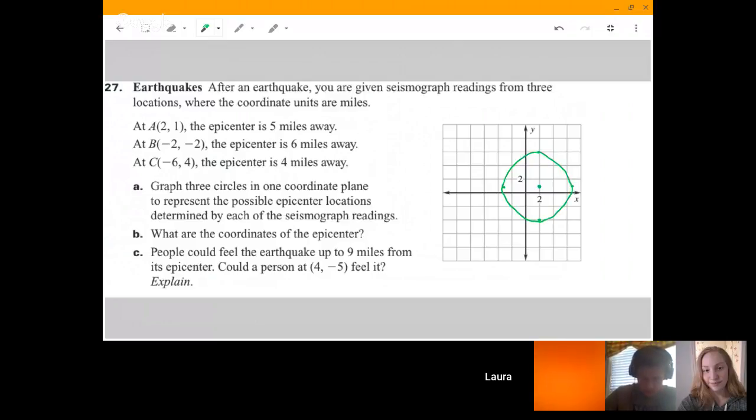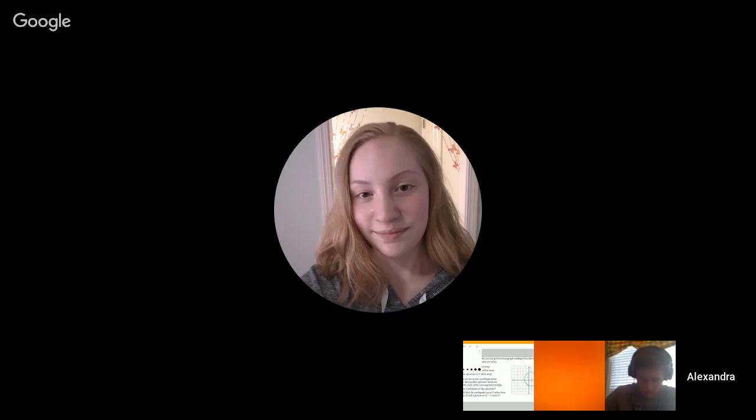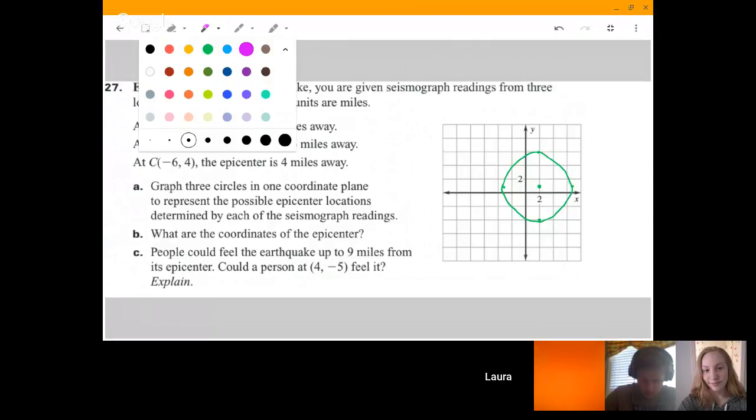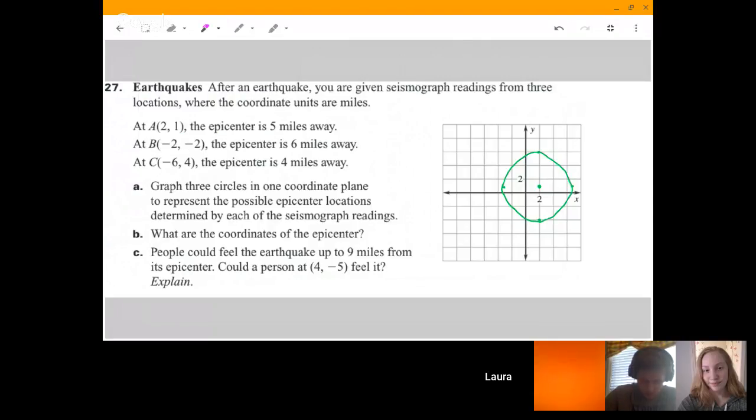There's my beautiful circle. Then the second one, -2, -2. And 6 miles. 2, 4, 6.